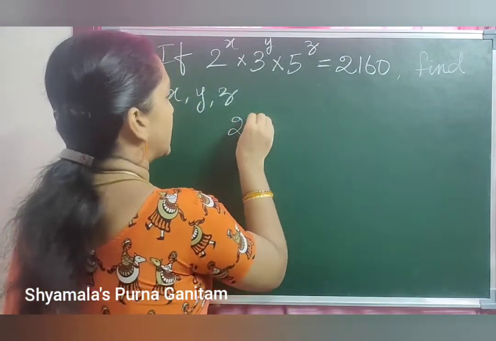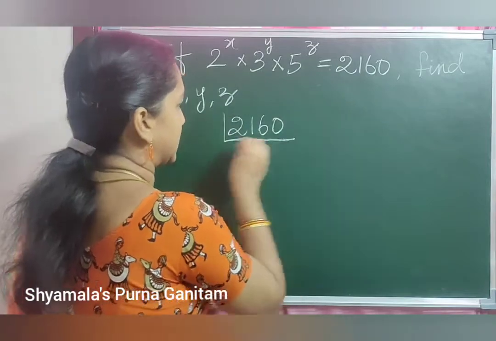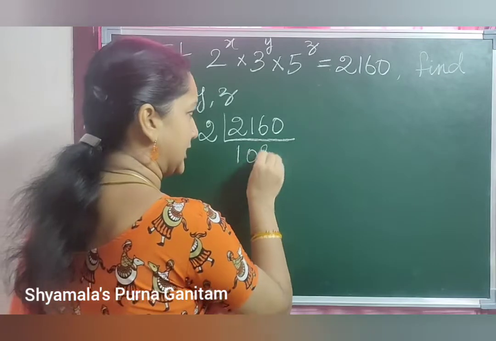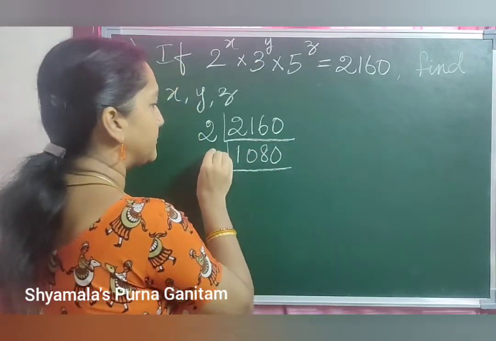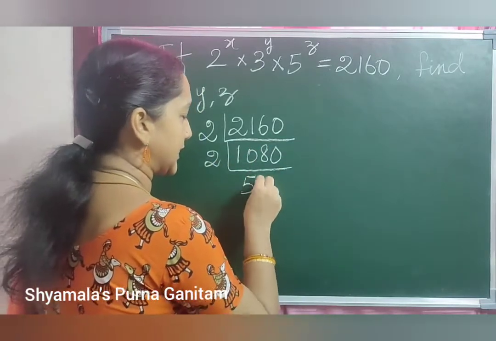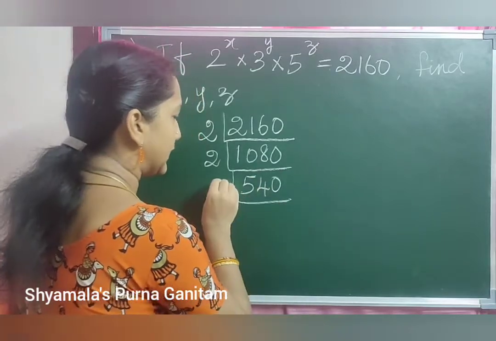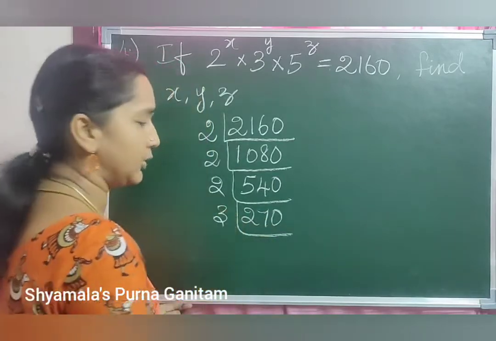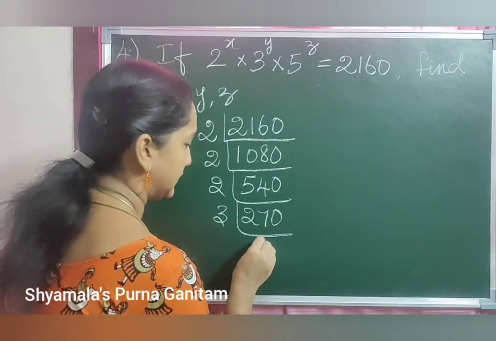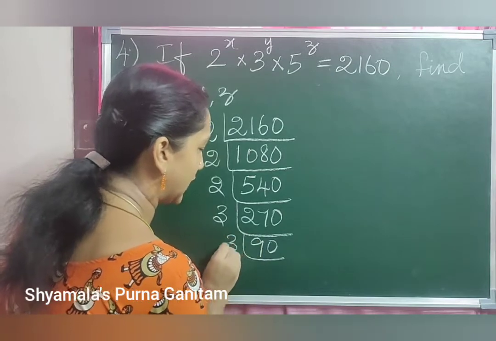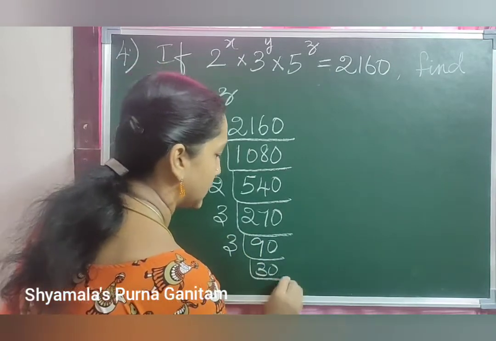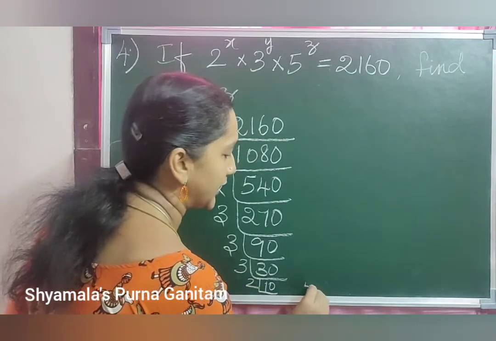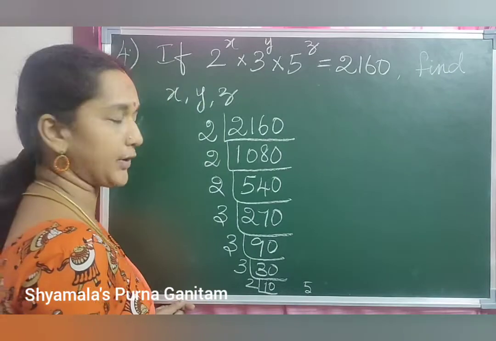So now we are finding the prime factors of 2160. In the 2 table, 2 8s are 16, 1080 you will get. Then again 2 5s are 10, 2 4s are 8, 540. Then again with 2, 270 will come. Then again this one you can do with the 3 table, 90. Then again with 3, 30. Then again with 3, 10. Then the last one is 2 5s, 10. So 2 5s.